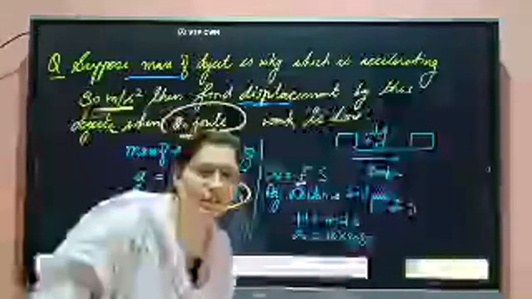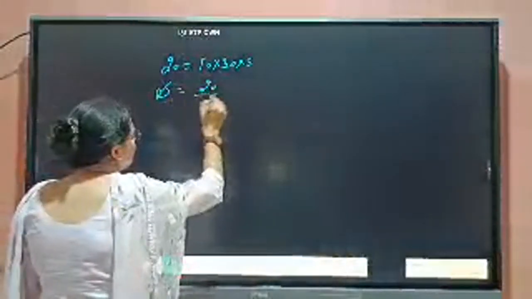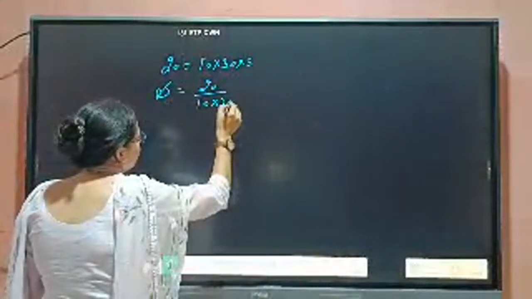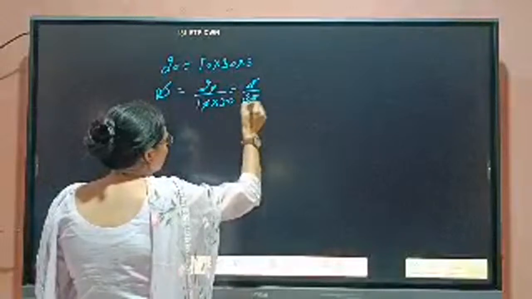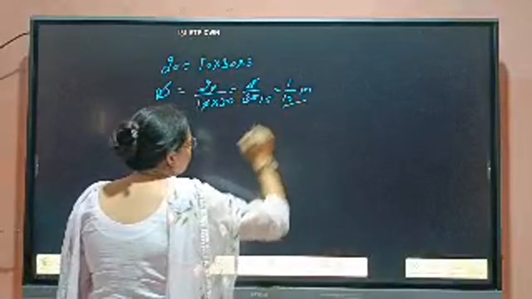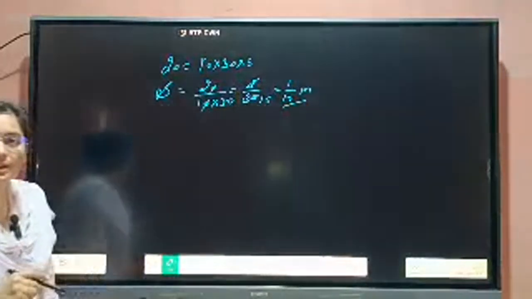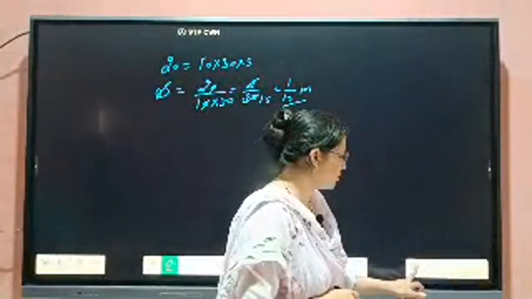Okay, this one came, this was it, right? 10 into 30. So s, how can we find it? We will find s by taking this to this side. Then s we can write as 20 divided by 10 into 30. 0 to 0 cancel out, 2 by 30. That is 1 by 15 meter will be traveled by this object when 30 joule work is done by this object. Okay. Now see the next question.